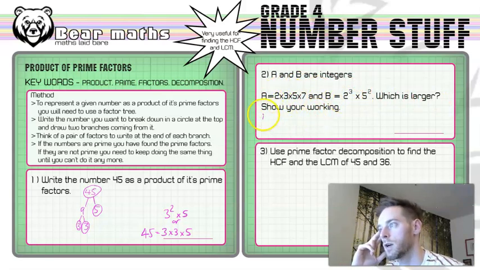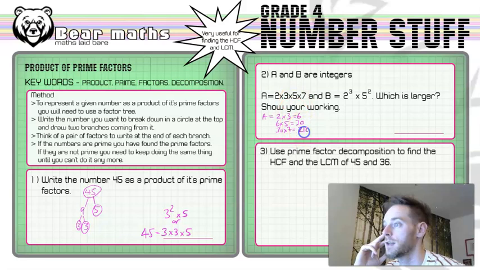So I'm going to work out what A is. Now, all I've got to do to work out what A is do 2 times 3 times 5 times 7. So I'm going to do 2 times 3 first, which is 6. I'm just going to write each thing down. 6 then multiplies by the 5 to make 30. And then 30 multiplies by the 7 to make 210. So I found that A is 210.